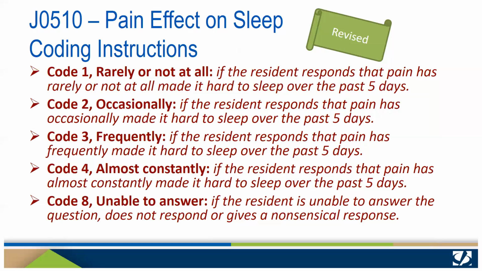And then here is just the definitions spelled out a little bit more. They're the same for all 3 sections. So the pain effect on sleep, we would code 1, rarely or not at all, if the resident responds that the pain has rarely or not at all made it hard for them to sleep over the 5 days. Occasionally, same thing, frequently, almost constantly.